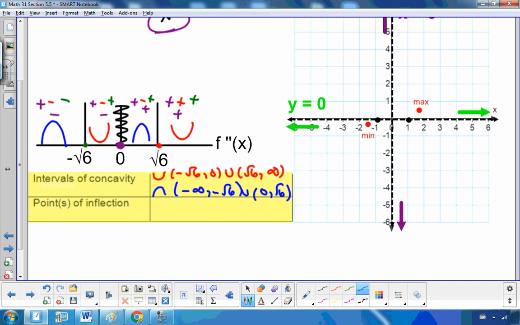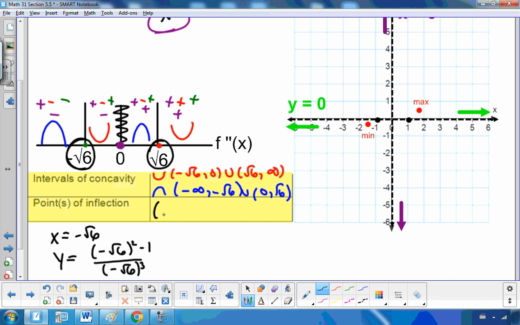So we're looking for an interval change of concavity for an inflection point. So I have an inflection point here and here. At 0, it's a vertical asymptote, so it's not a point of inflection. So I have a point of inflection at x equal to negative root 6. So I put that into my original equation to figure out what the y value that goes with that is. So I'm going to have y equals negative root 6 squared minus 1 all over negative root 6 cubed.